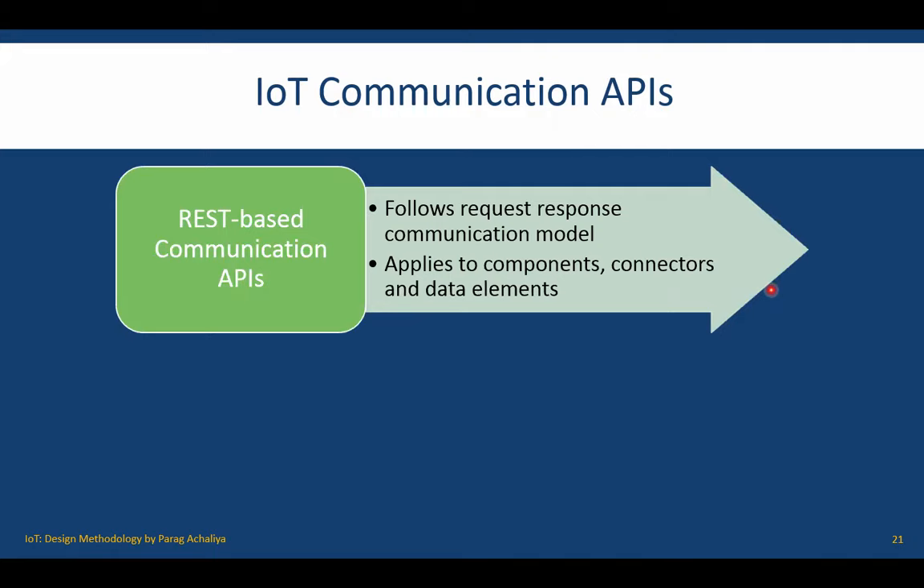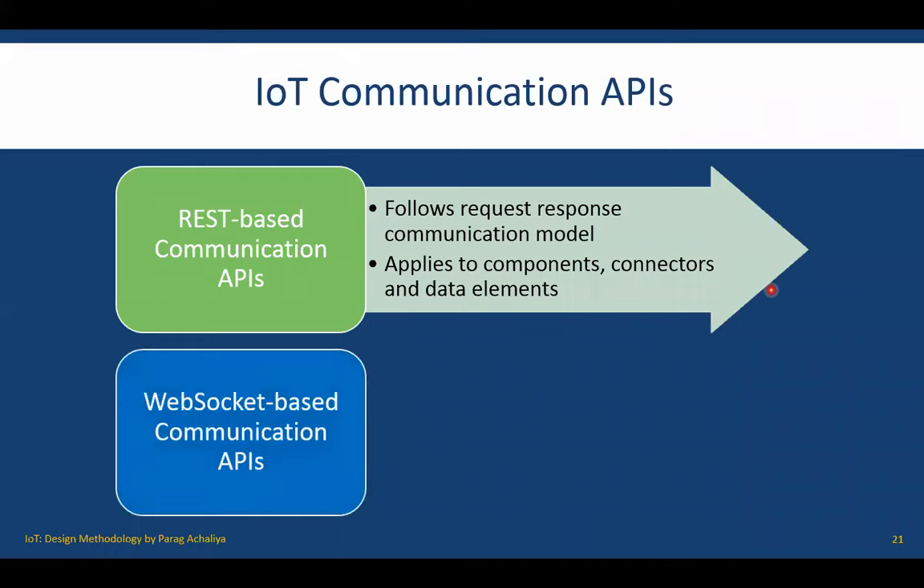So the very first IoT communication model is REST-based communication API, which will follow the request-response communication model, and it is going to apply to various components, connectors, and data elements.